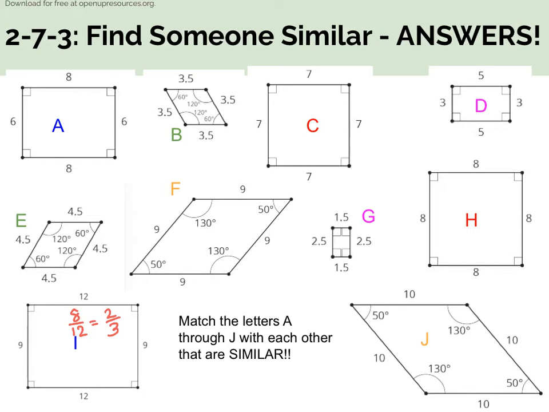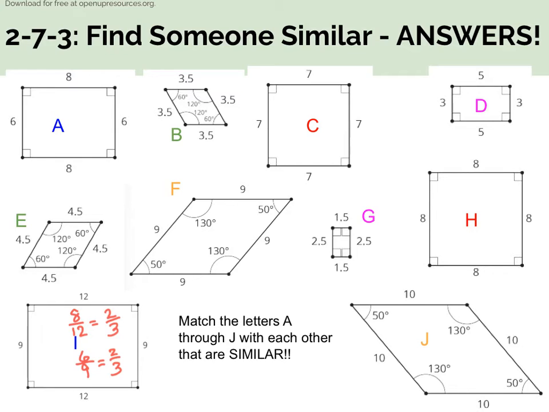Now let's do the same thing with the other side. We have 6 over 9. Let's reduce that down. That also reduces down to 2 over 3. So the scale factor for these two is 2 over 3, and we've shown that it worked. The other thing that we looked at was the 90 degrees. All these are 90 degrees, right? So the angles need to be the same, but the side lengths can have a scale factor between each other.